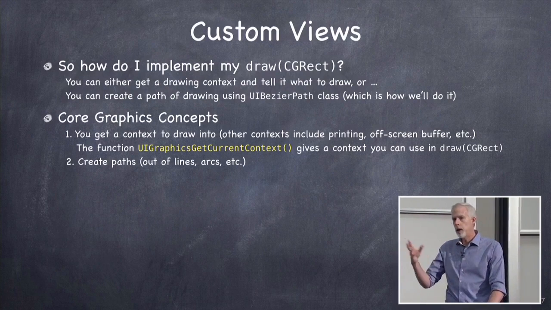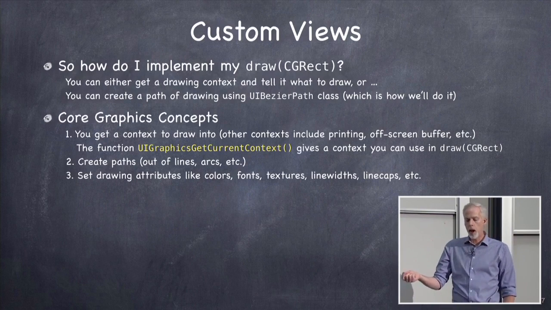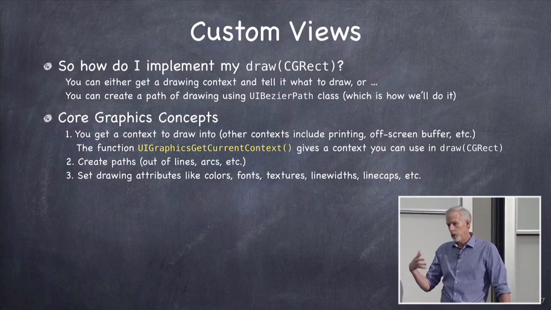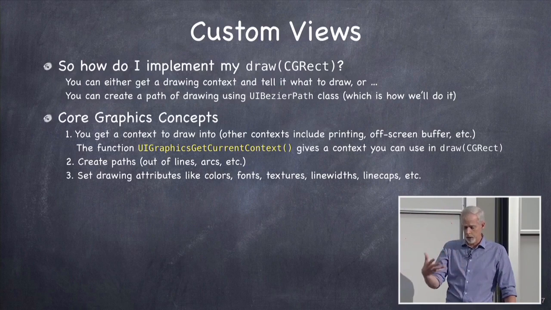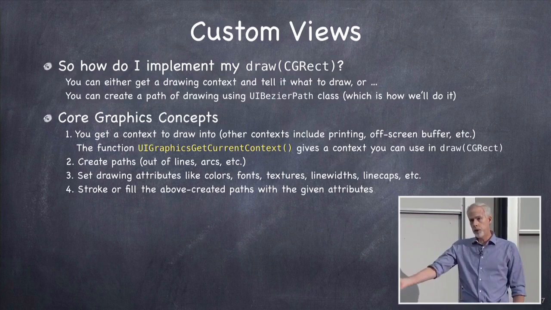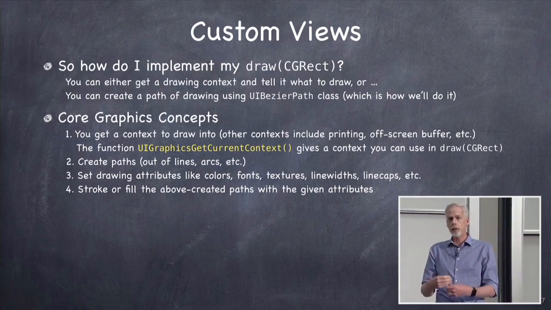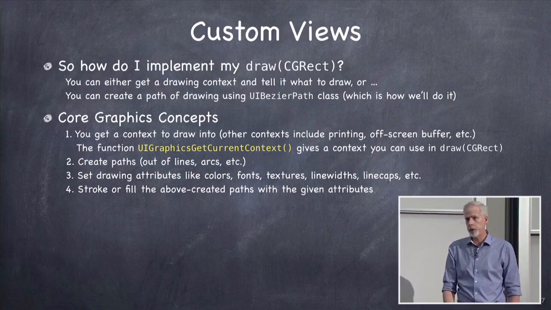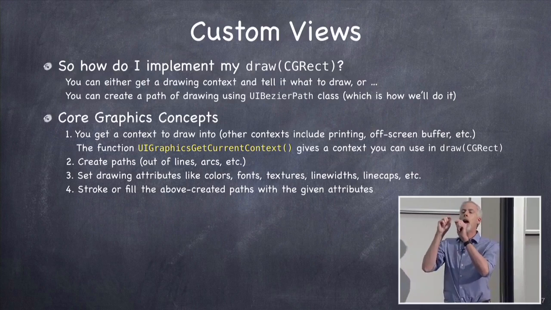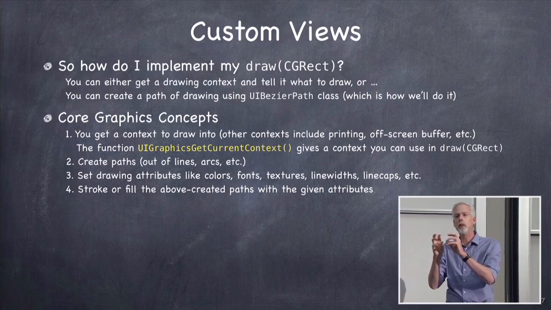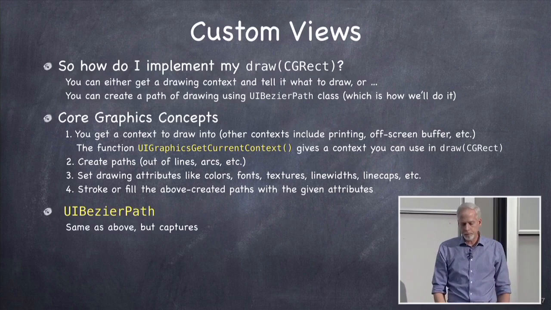You create these paths out of lines and arcs and things like that. Then you set drawing attributes in the context, like the colors you want to use, the fonts if you're doing text, line widths, those kinds of things. You set those all up, and then you stroke and fill. And that's it. Stroking and filling are actually the only two directives that actually cause something to happen on screen. But keep in mind that a font is basically just a really exquisite path filled, or stroked and filled. So you can do a lot with stroking and filling.